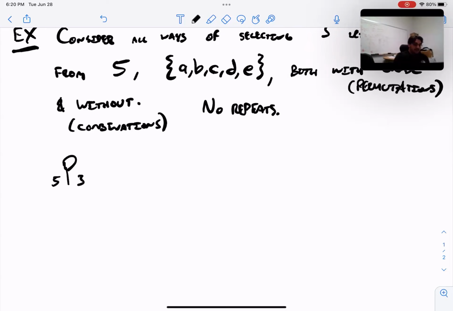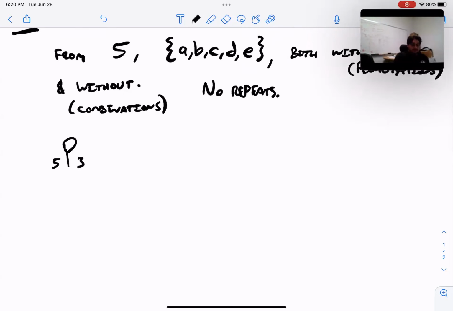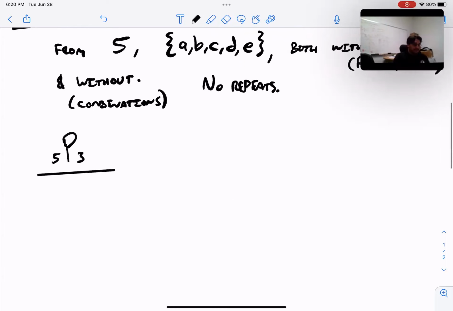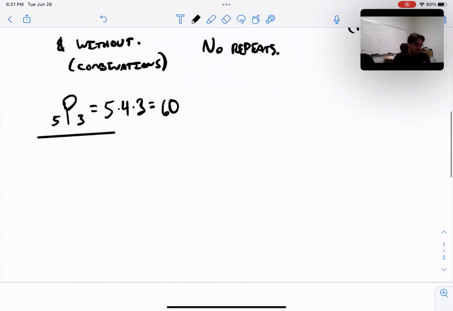Well, let's list them out. It turns out there aren't that many. Let's start listing them out. There are quite a few, but not too many, and I don't mind at least seeing what the list looks like. What would this be? 5 times 4 times 3. This would be 60 options. I'm just using our permutations formula, the n permute k formula, so this is the number of options.